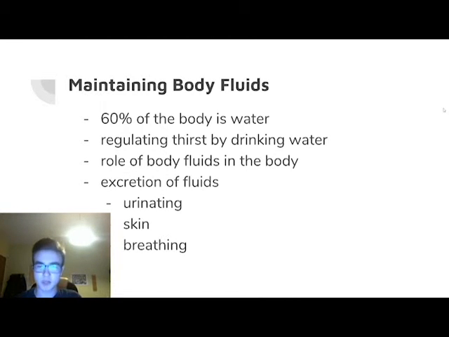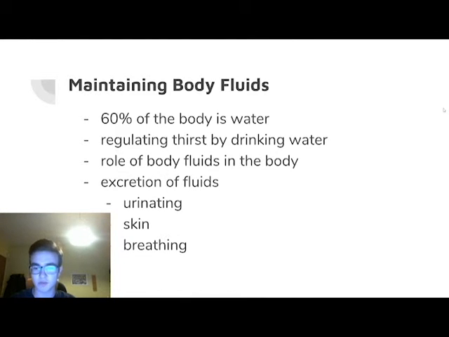When we are thirsty, this is a sign that our body is not receiving as much water as it should be, and it is safer to just drink more water than you need, because that way you just urinate more. However, if you drink less, your body will just start not functioning properly.